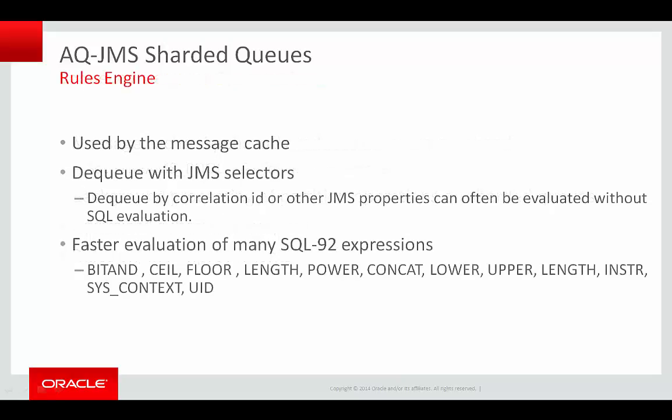DQ by correlation ID or JMS properties can often be evaluated without using SQL evaluation. Instead, it uses the AQ rules engine, which operates against the message cache directly. Now for 12c, the rules engine has been enhanced to be able to faster evaluate many SQL 92 expressions, such as bit and seal and the other operations mentioned here.